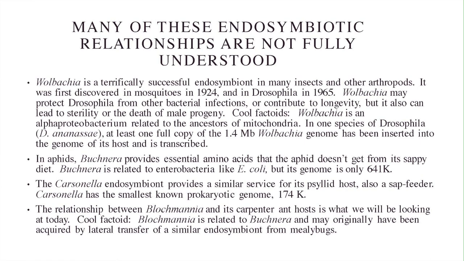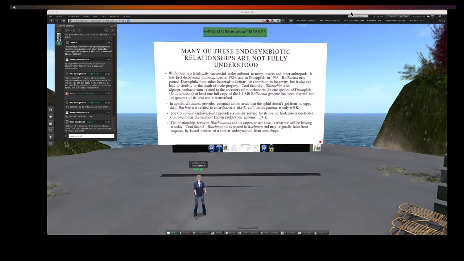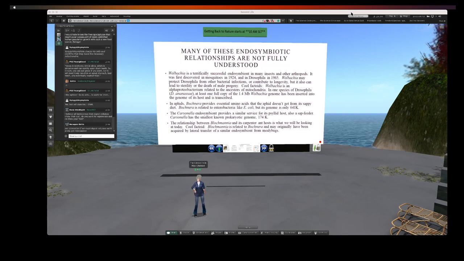Wolbachia is a very successful endosymbiont. It's not just in Drosophila, it's in a lot of different insects. It's also in a lot of other invertebrates, especially different kinds of worms. It wasn't even discovered in insects until 1924, when it was found in mosquitoes. It was found in Drosophila in 1965. And now there are a lot of known Wolbachia associations.